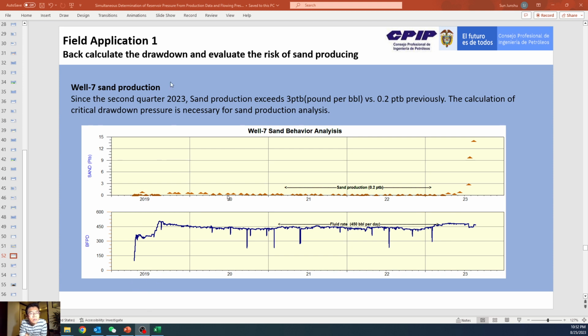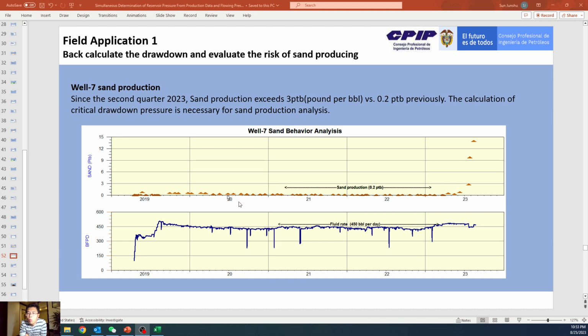Field application. Application 1. Using the back calculated drawdown to evaluate the risk of sand production. Well 7 sand production. Since the second quarter 2023, sand production exceeds 3 ppb, that is pounds per barrel, whereas it was only 0.2 ppb previously.